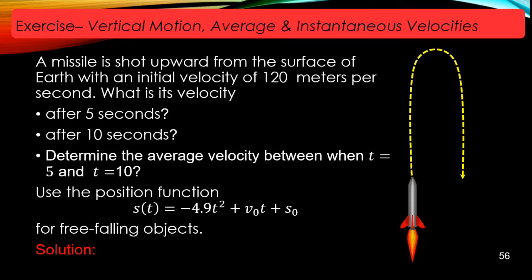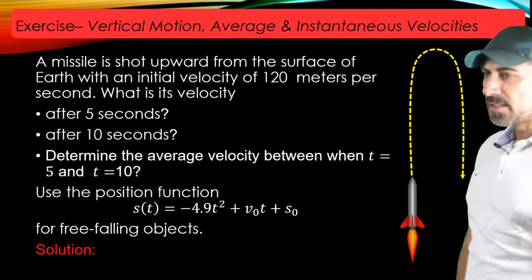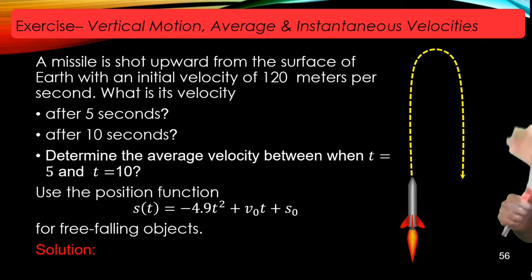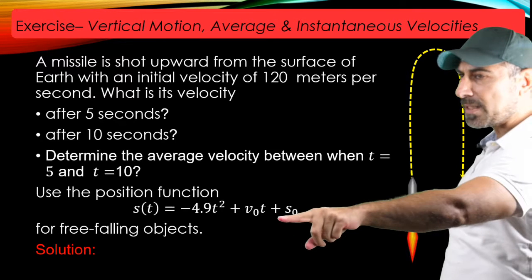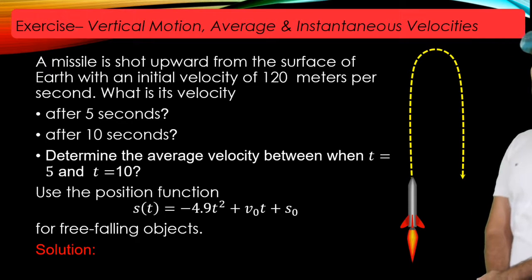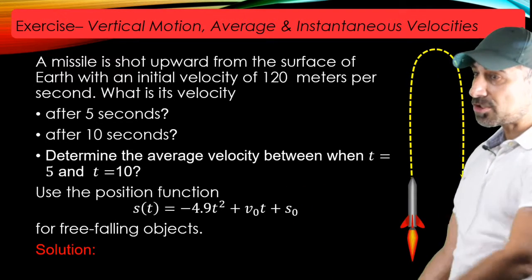And here the position function is provided to us. In fact, this is the position function for a free-falling object. So it's a quadratic, and the position function has the initial velocity and initial displacement part of the quadratic, v0 and s0. Well, the initial velocity is provided to us as 120 meters per second, so we're going to go ahead and replace this v0 by 120. And since the rocket is shot upward from the surface of the Earth, the initial displacement of the rocket is going to be 0. So s sub 0 is essentially just 0.